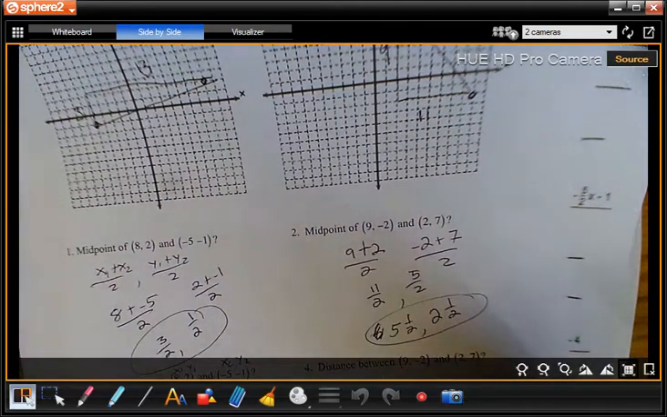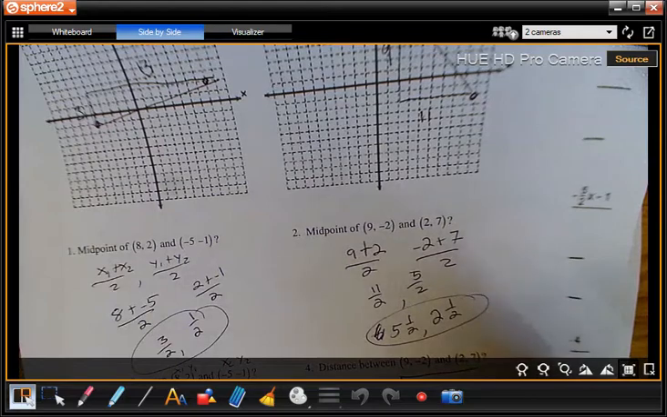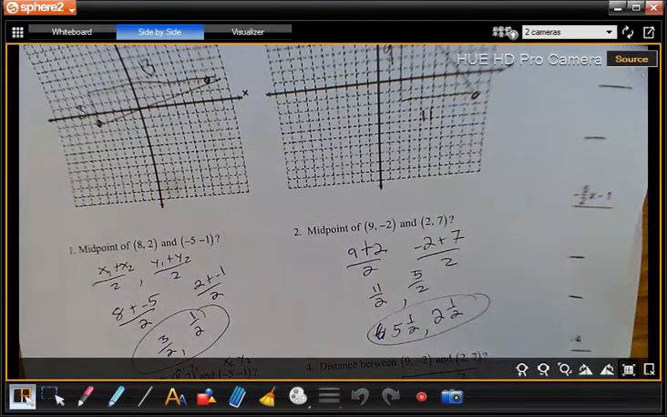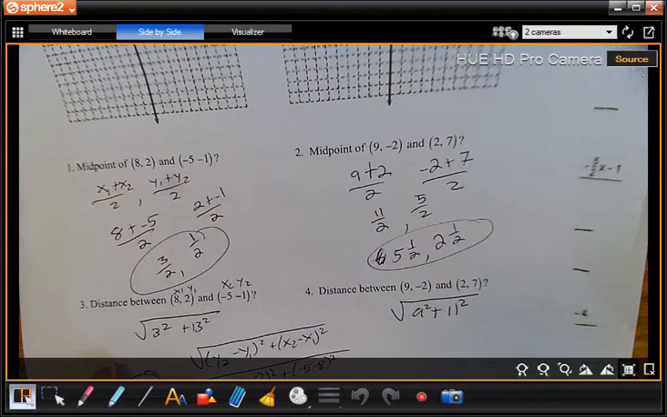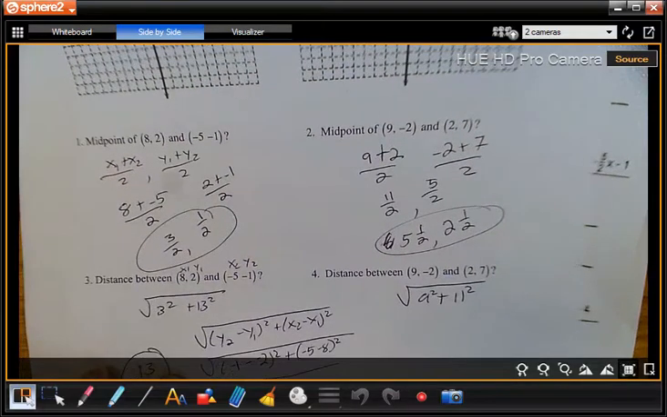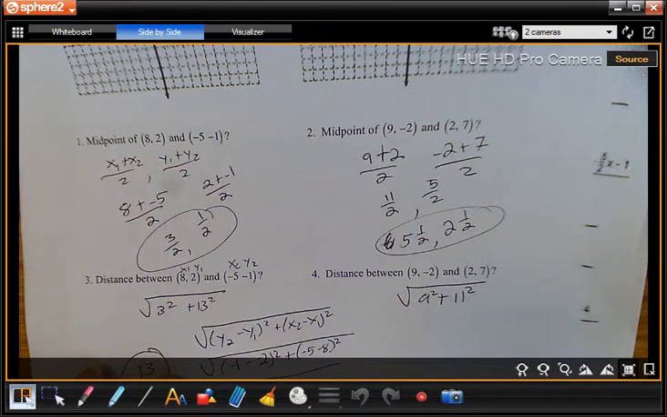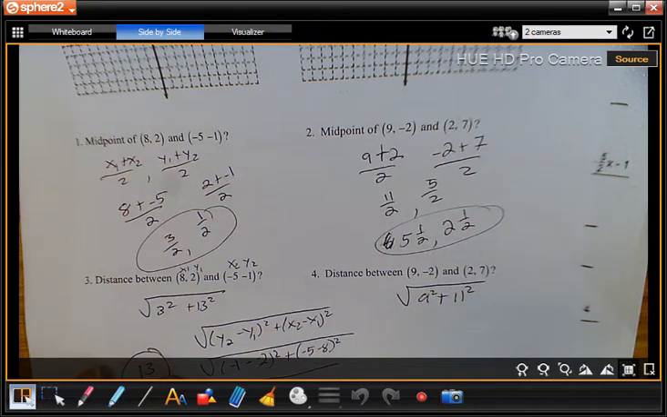Okay, and then we can just go 9 squared plus 11 squared. I'm just going to do the shorthand. I'm not going to do both of them. Again, you can put it into the formula. The formula is right next door, number 3. But I'm just going to go ahead and do this one. So I've got 9 squared, and I'm going to do it all at once again, plus 11 squared, and then square root it, and I get 14.2.